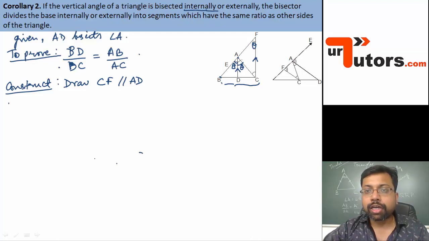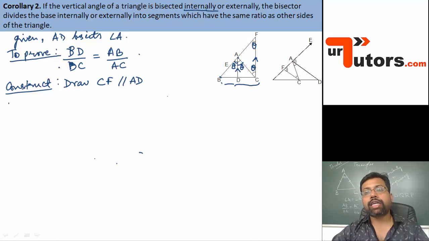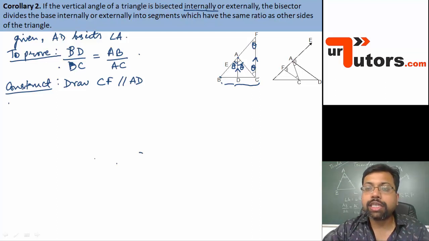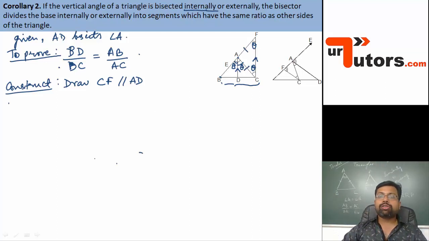Now if that is done, again AD and CF are parallel lines, AC is the transversal, so if this is theta, this angle would also be equal to theta, right? If angle DAC is theta, then angle ACF will become theta from alternate angles, right? And if angle BAD is theta, then angle AFC is going to be theta by corresponding angles. In the triangle ACF, we have AF equal to AC because the base angles are same. So the opposite sides are going to be the same in the triangle, and it becomes an isosceles triangle.